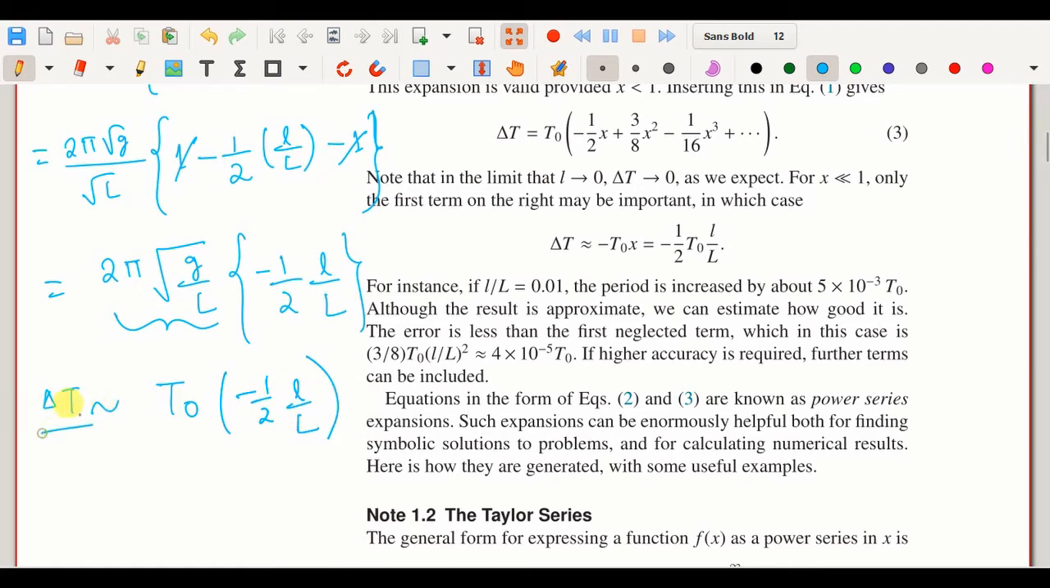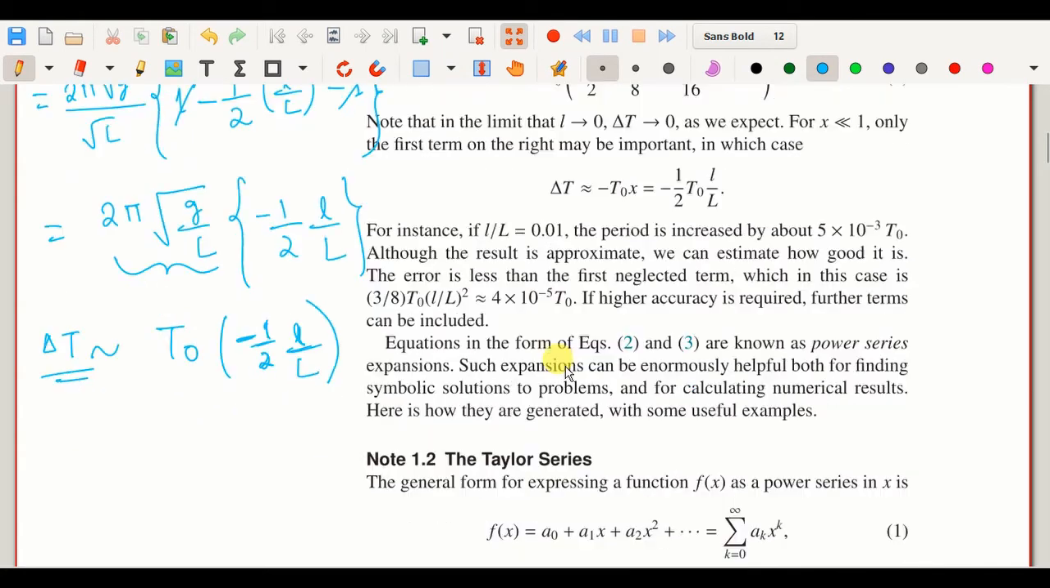Now this is the error in your system. The error will always be plus or minus, and it is always adding in your system. So there is some kind of error here. It has been shown that delta t is approximately equal to minus half t0 delta L over L. For instance, if delta L over L is 0.01, the time period is increased by 5 into 10 to the power minus 3 t0. Then you may ask, it is negative, so why is it increasing?